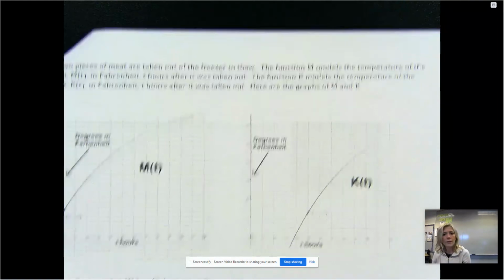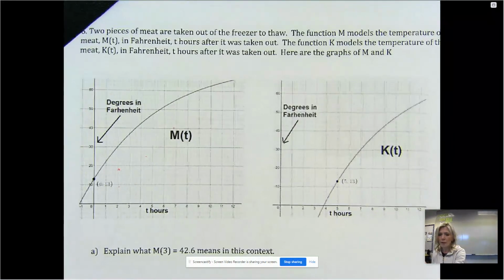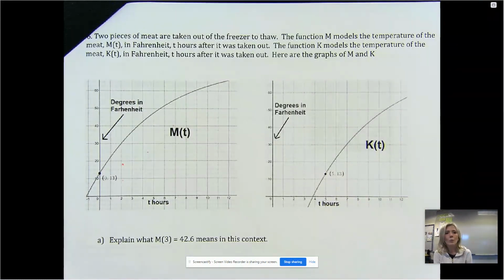Okay, this next problem is talking about meat. 2 pieces of meat are taken out of the freezer to thaw. The function m models the temperature of the meat, m of t, in Fahrenheit, t hours after it was taken out. The function k models the temperature of meat, k of t, in Fahrenheit, t hours after it was taken out. Here are the graphs of m and k.